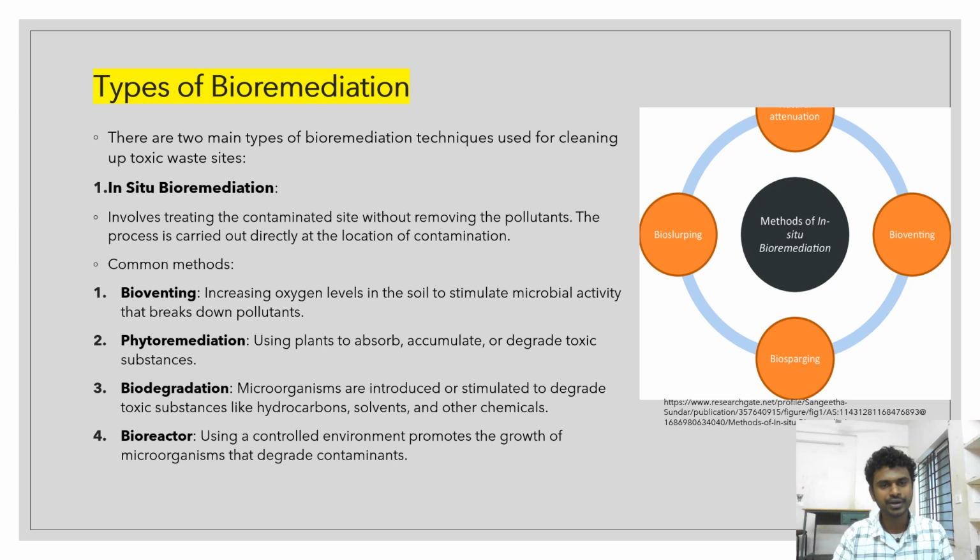Second one is phytoremediation, using plants to absorb, accumulate, or degrade toxic waste substances. Third is biodegradation, where microorganisms are introduced or stimulated to degrade toxic substances like hydrocarbons, solvents, and other chemicals. Fourth one is bioreactor, using a controlled environment that promotes the growth of microorganisms that degrade contaminants.